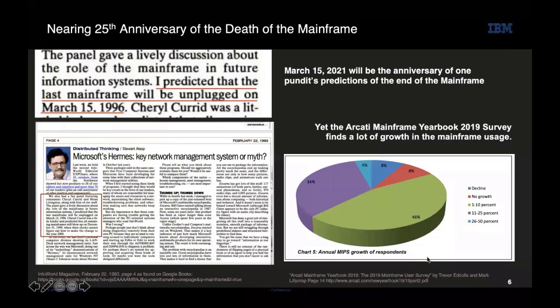This poor individual, Stuart Alsop, happened to make a very prominent prediction that got remembered. He predicted that the last mainframe would be unplugged on March 15th, 1996. Well, March 15th next year is 25 years from that date. And he was off by much more than 25 years because they're in no danger of being unplugged. They're growing in terms of their use.